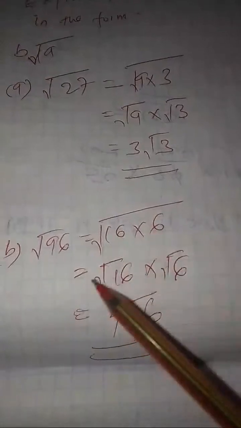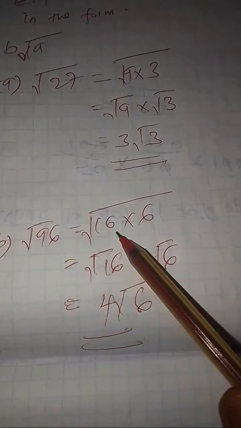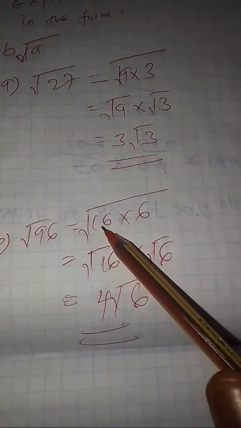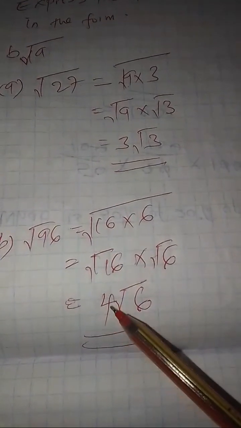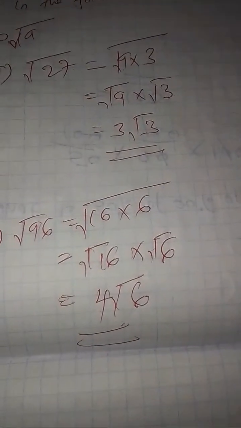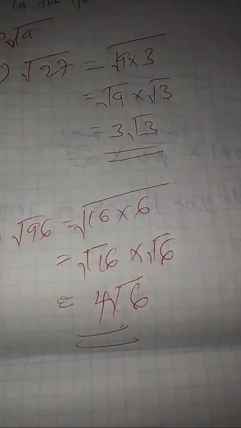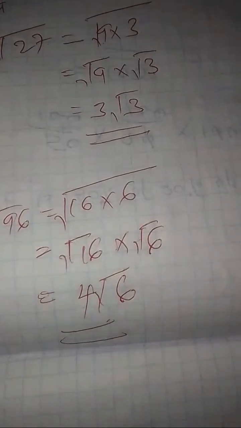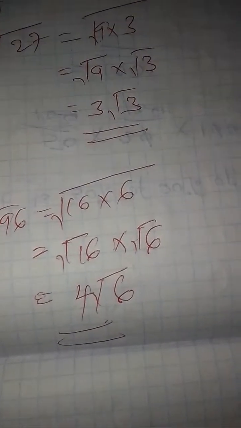Root 96 can also be written as 16 multiplied by 6. We all know the square root of 16 is 4. So we shall have 4 root 6. All these we call radical expressions. These are radical expressions that are easy to simplify.